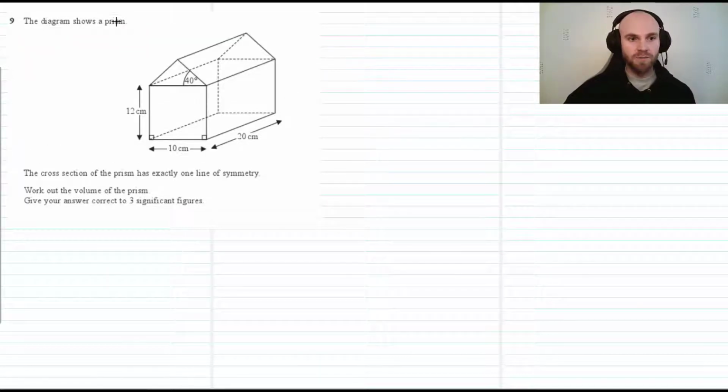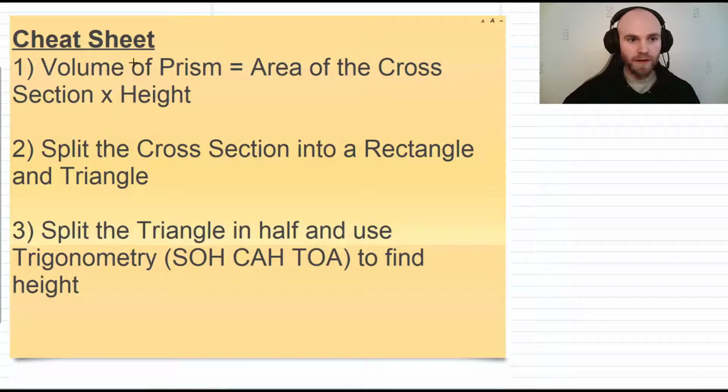Question 9, the diagram shows a prism, which we have here. The cross-section of the prism, which is this front part here, or you could say this back part here, has exactly 1 line of symmetry. Work out the volume of the prism. Give your answer correct to 3 significant figures. Okay, so if you look at the cheat sheet, the volume of the prism is the area of the cross-section multiplied by the height.